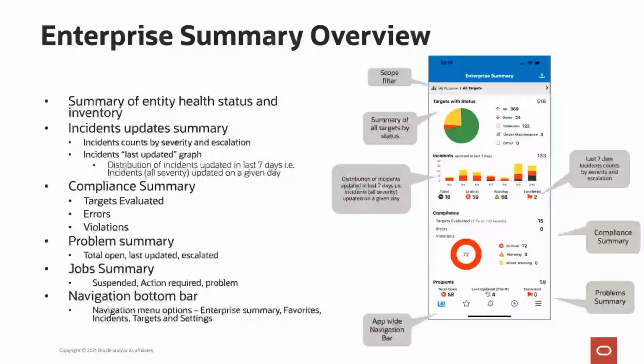The navigation of those pages is available from the navigation bar at the bottom of the screen. So you can go into the summary page, the favorite page, the incident page, and the targets page. And the last one is what we call the hamburger bar, where you can look into the settings and also the different environments that you want to connect to from an EM perspective. All right.